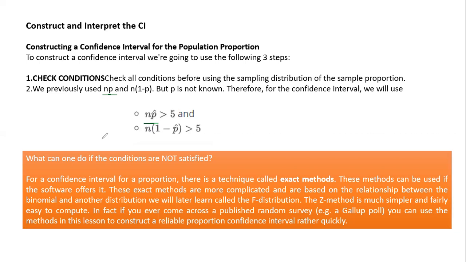For a confidence interval for a proportion, there is a technique called the exact method.